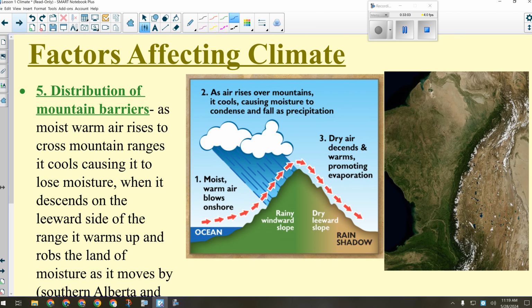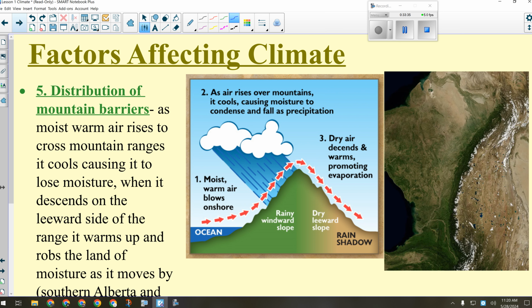Okay, this one affects us. If I was to give you that question and I listed Okotoks as the city I wanted you to describe, this would be one of the things you would talk about. You'd say latitude, you'd probably say altitude, and then mountain barriers would be the next thing. The Rocky Mountains influence our climate in a massive way, because they cause a rain shadow.